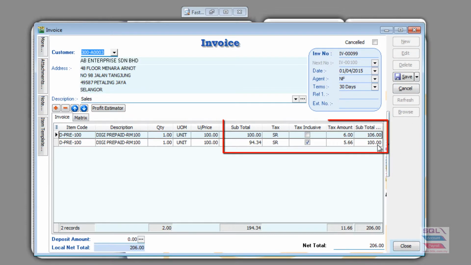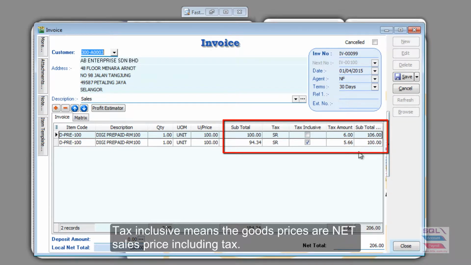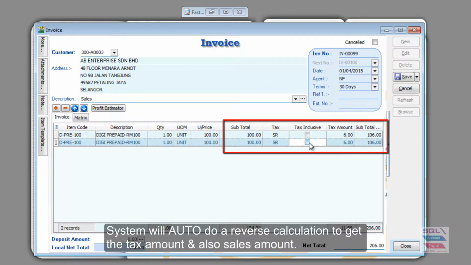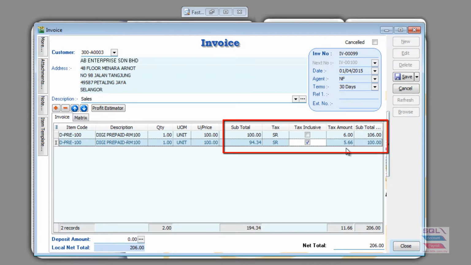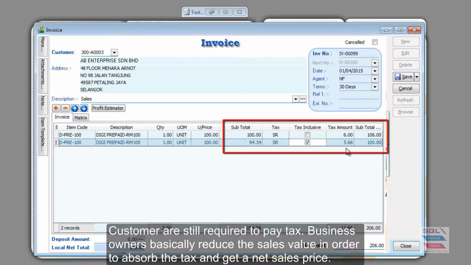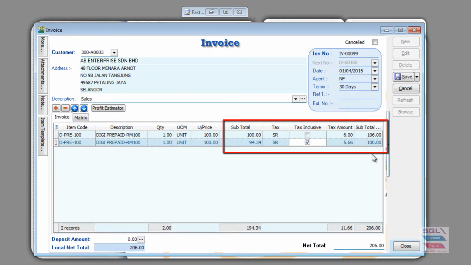But on item number 2, the 100 ringgit itself is the net sales value that already includes tax. Therefore, the system will need to automatically reverse the calculation when you tick it, to get a lower sales value and a tax amount. The reason is because clients still are required to pay tax on tax inclusive. It's merely that the business reduces the sales value to absorb the tax amount for the client, so that the client will get the 100 ringgit as a net sales value.